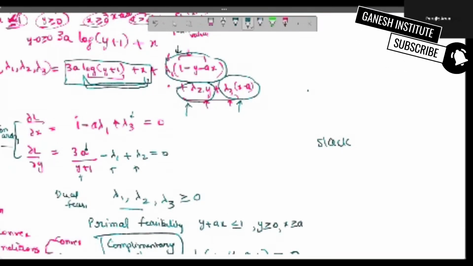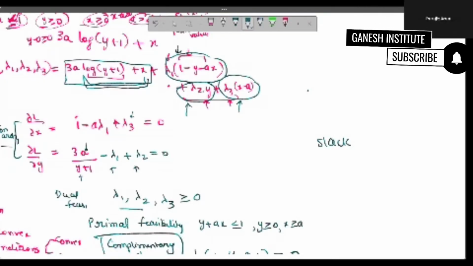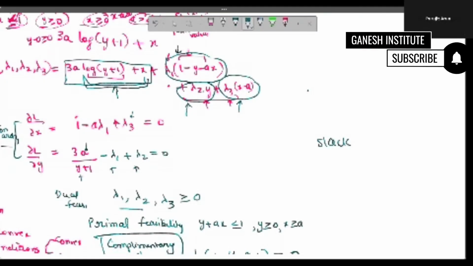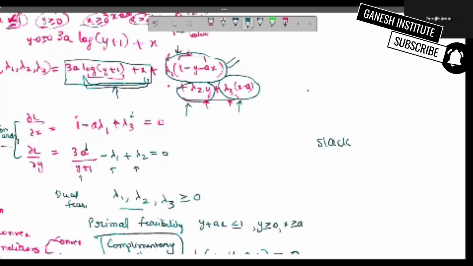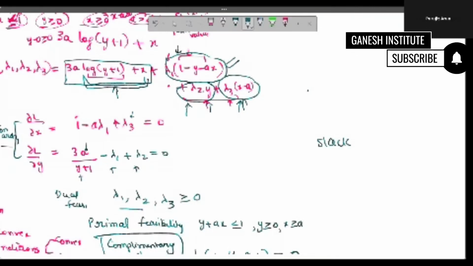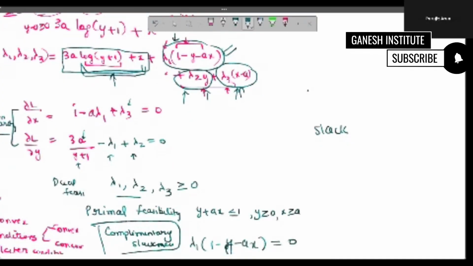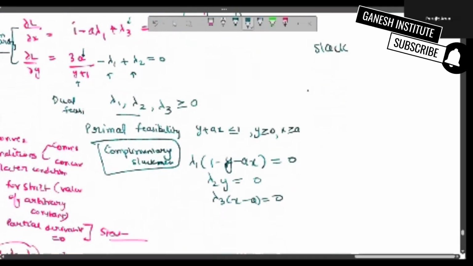How can you make them inactive? You cannot take the converse. But for the time being, you can leave them in order to substitute lambda 1, lambda 2, and lambda 3 as 0. Because then only multipliers can be 0. And that's when the constraints are inactive.